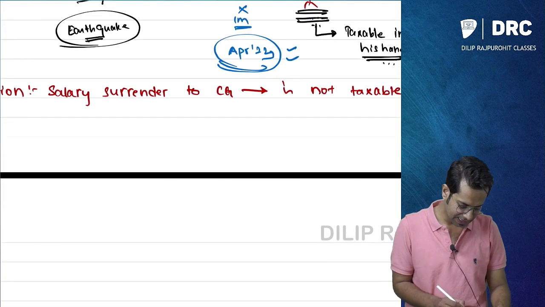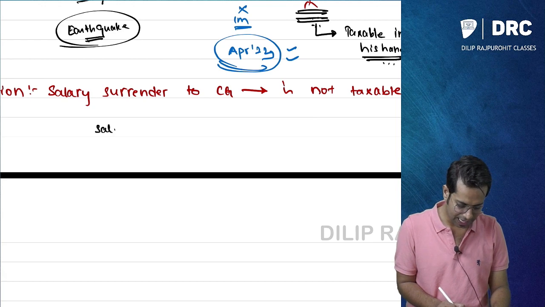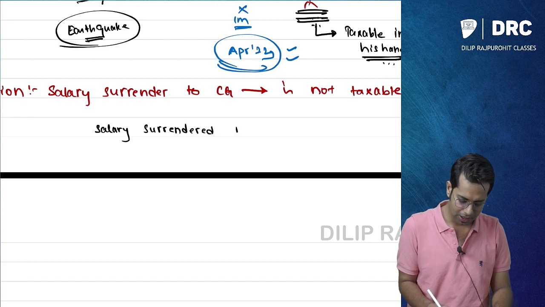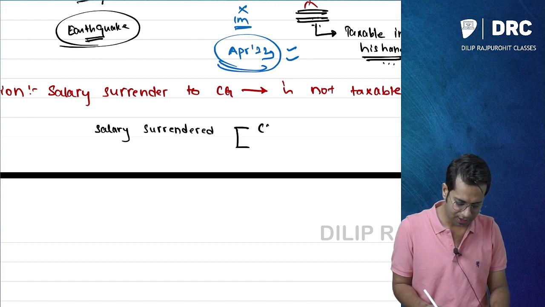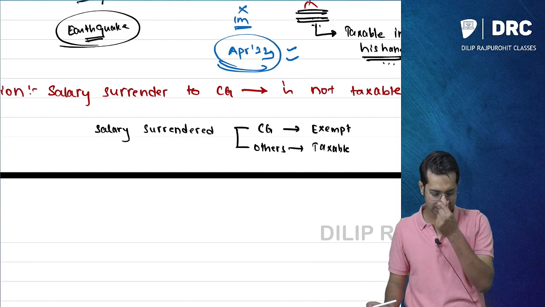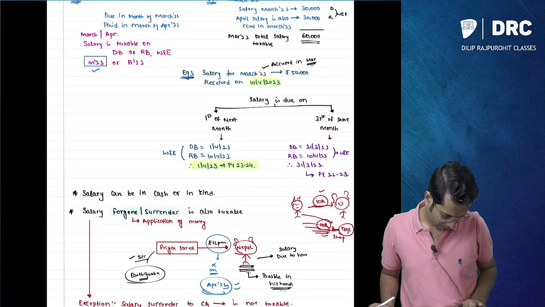So can I say in simple words, salary surrendered to the central government is exempt. If salary is surrendered to others, it is taxable. It is taxable in the hands of the employee.